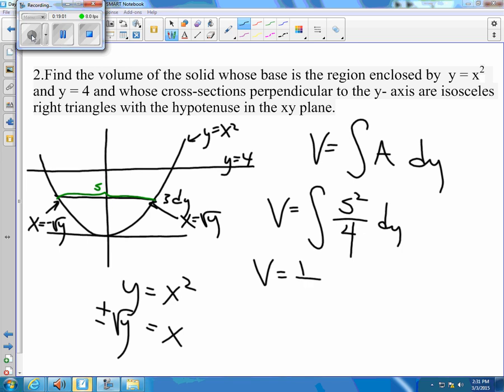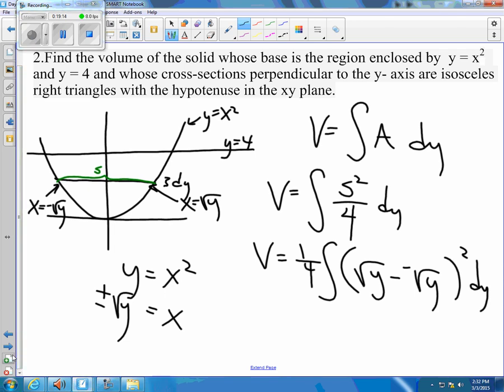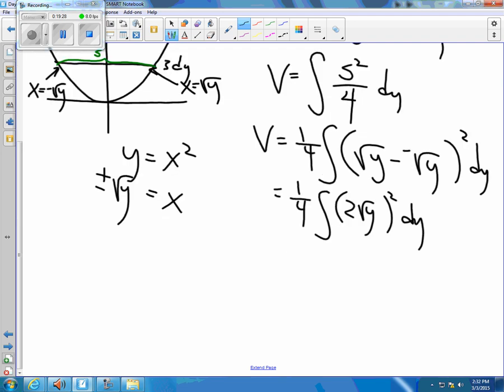You're going to pull the 1/4 out. So we'll have positive rad y minus negative rad y. It's kind of familiar. So the hypotenuse will equal 2 rad y. So the length of our hypotenuse is 2 rad y. Don't forget we've got to square it. When we square that, we get 4y. The 4 I can pull out front, which is going to cancel out that 1/4 that was out there.